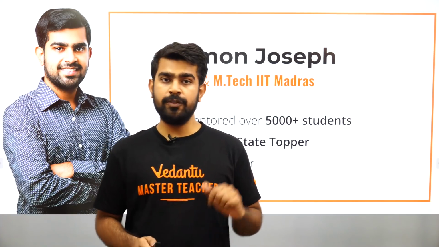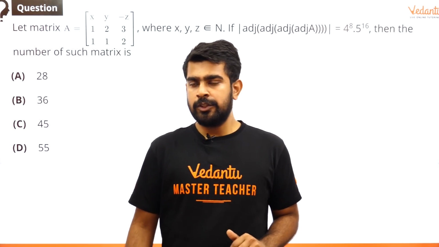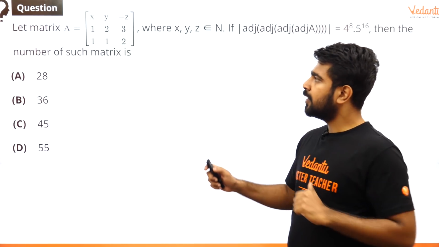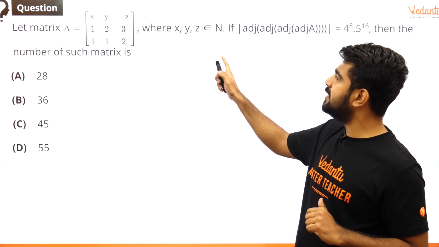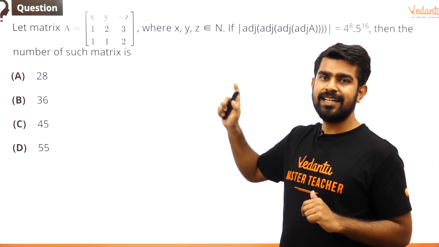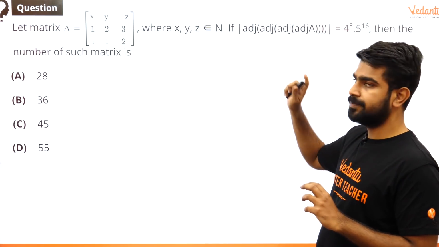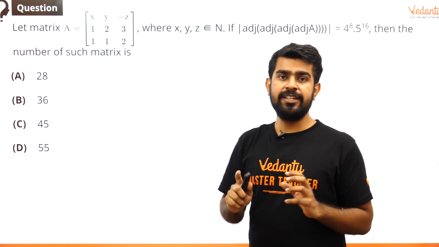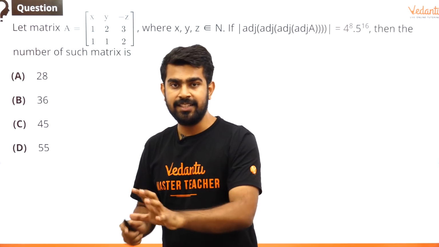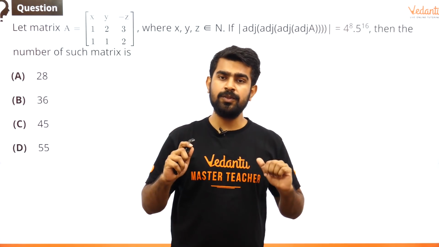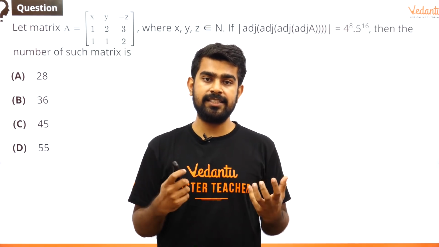With that, let us go to the first question that I have for you today. Have a look at it, guys. So here we have a matrix A which is having x, y, z belonging to natural numbers. It has elements x, y, z which belong to natural numbers. They are giving a condition. What is the condition given here? We have the determinant of adjoint of A equal to some value. Now they are asking how many such matrices can exist.